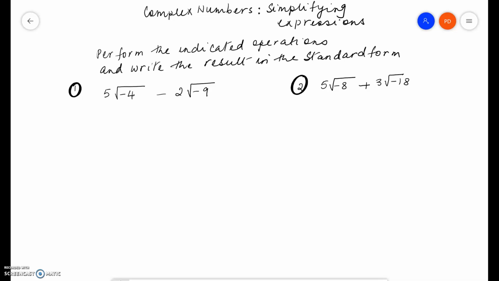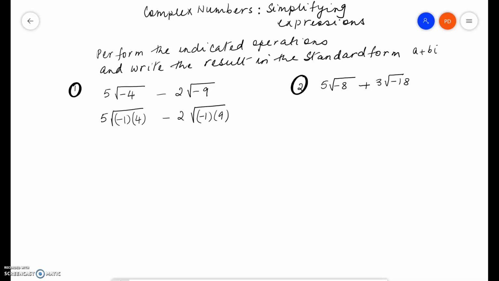So here we are given expressions and we're going to simplify it and write it in the standard form of a complex number, which is a plus bi. So let's look at the first one. 5 radical negative 4 is 5 radical negative 1 times 4. We can write the radical negative 9 as negative 1 times 9.